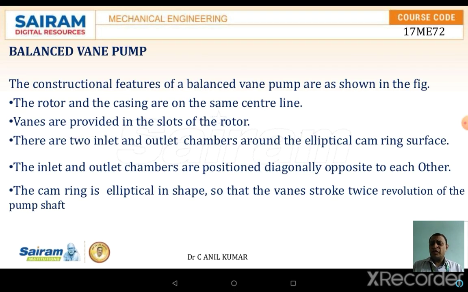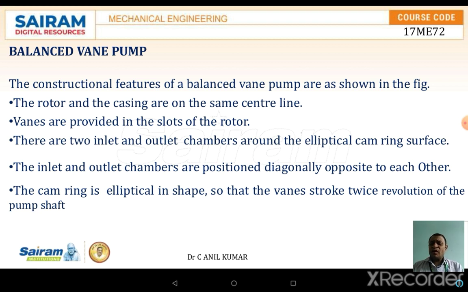The next topic we are discussing is with respect to the balanced vane pumps. The balanced vane pump's construction features are a little complicated when compared to the normal vane pump, or it may be an unbalanced vane pump. The rotor as well as the casings are on the same central line. Even the cam ring and the rotor axis, both will be on the same straight line.